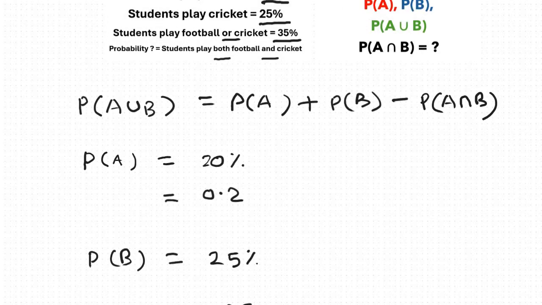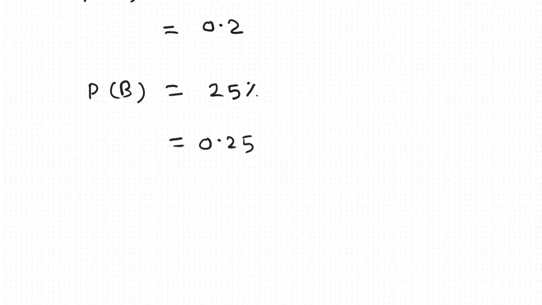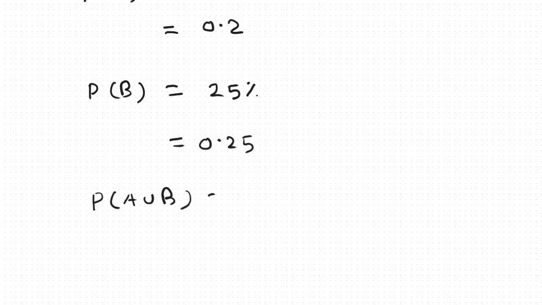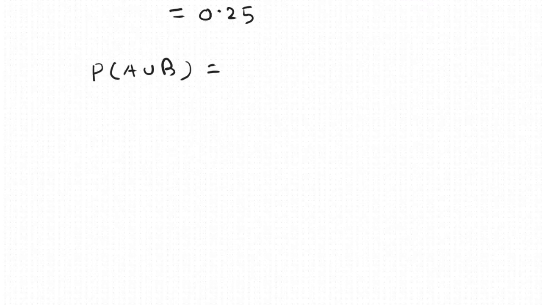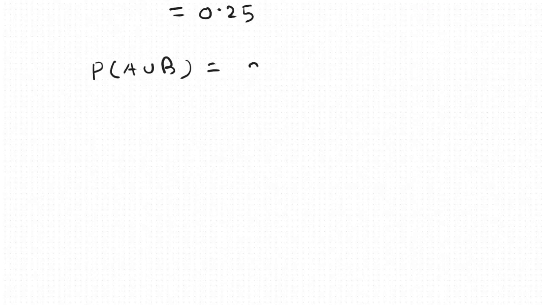Now, in the question it is given that 35% of students play football or cricket, and this is denoted by probability of A union B. When the keyword "or" is given, we have to use the probability of A union B. So probability of A union B equals the percentage of students who play football or cricket, which is 35%, or 0.35.